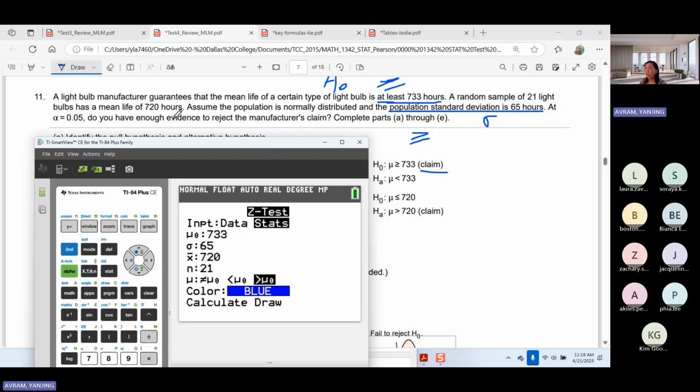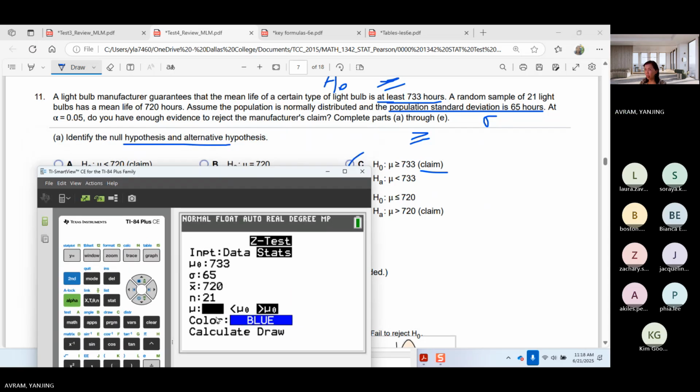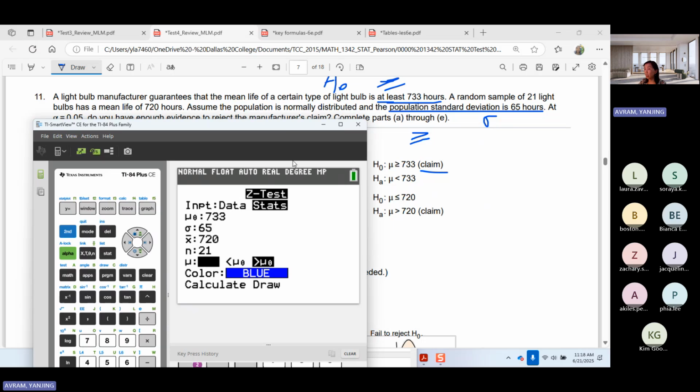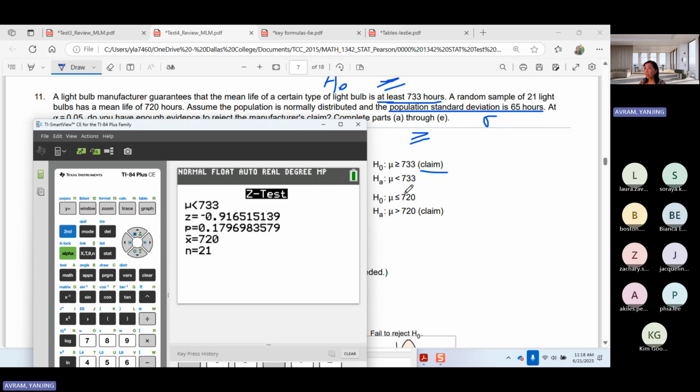Okay, and this one is important because you're going to have a left tail, or right tail test. And then you look at the claim here, look at the alternative one. Our alternative one here is less than, so this should be a left tail test. Okay, so we're going to go to the left tail test. Left tail or right tail, you look at the alternative one. Okay, and then we hit enter.